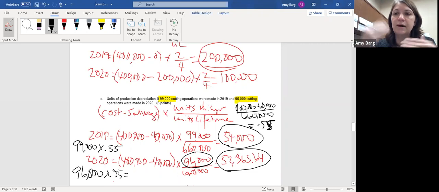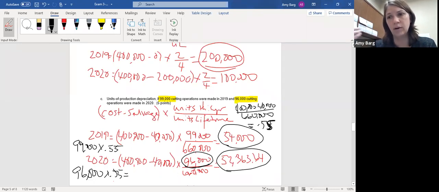So the amount of depreciation is different because you created different numbers of units, but it's depreciating your machine based on how much you use the machine as opposed to just how long you've had the machine. So it can be a more accurate method of depreciation because it's based on how many units you actually produced, how much you used the machine, as opposed to just some sort of arbitrary length of time. Because you might use it a lot.